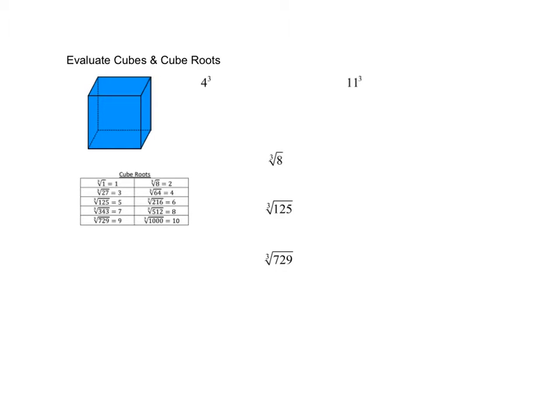So 4 to the third power, we read that as 4 cubed because it is the volume of a cube with side 4. So this would be 4, this would be 4, this would be 4. We know that's 4 times 4 times 4, and that is 64. That would be the volume of a cube with side 4. 11 cubed, or 11 to the third power, is 11 times 11 times 11, which, if you do that on your calculator, is 1,331.